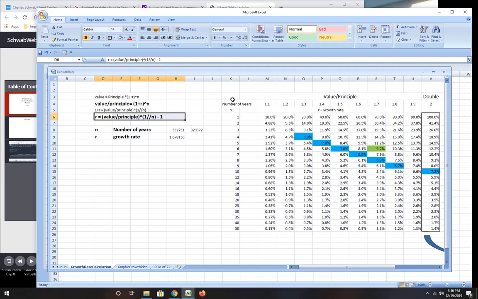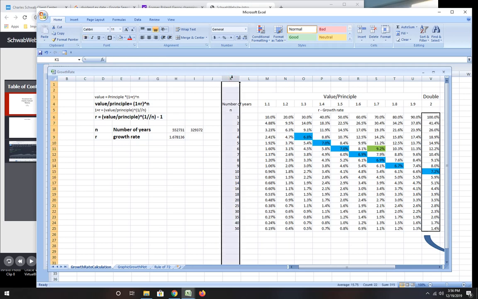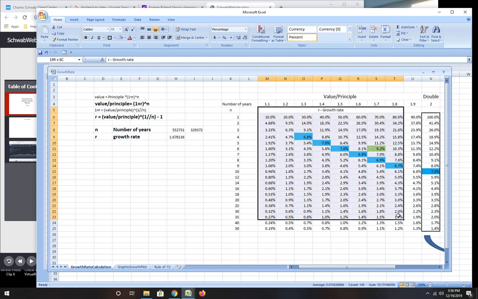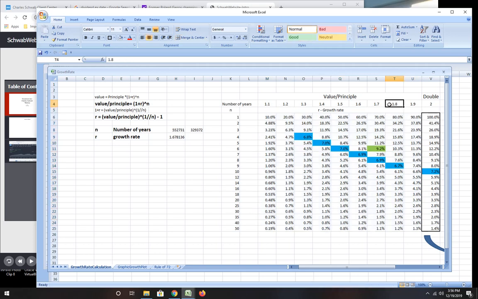So here is essentially the column of years, n. Here is the basic value divided by principal from this equation here. And these are essentially the rate of returns. So for instance, generally we look at doubling. So to double in 1 year, as I just pointed out, that would be essentially 100% return. So the rate of return is 100.